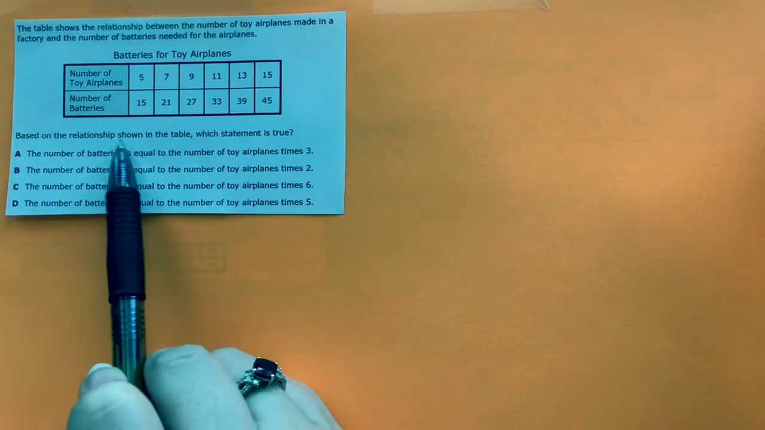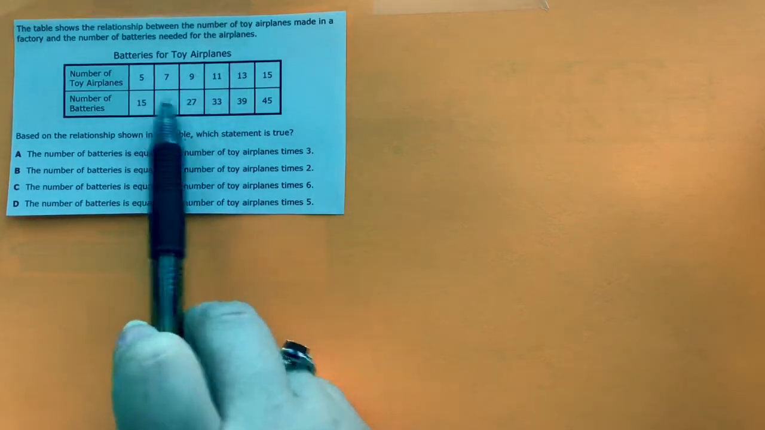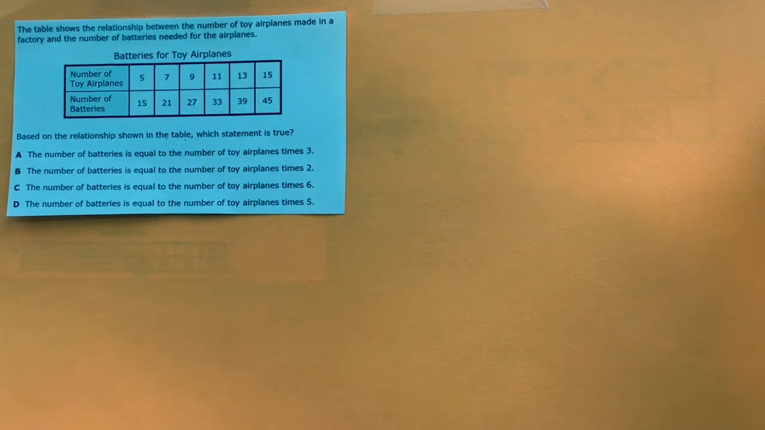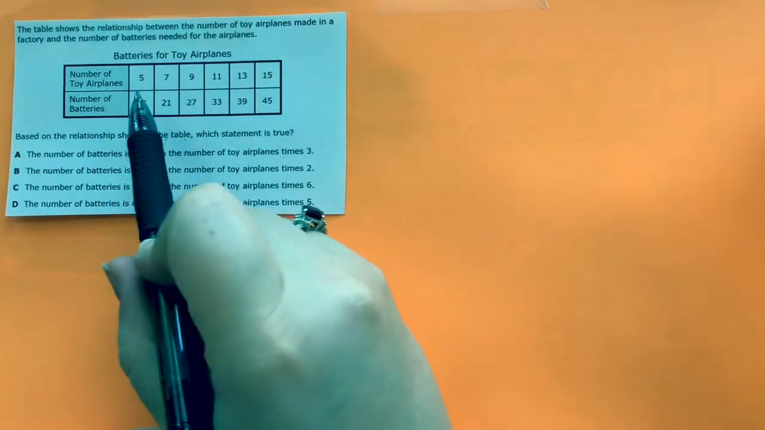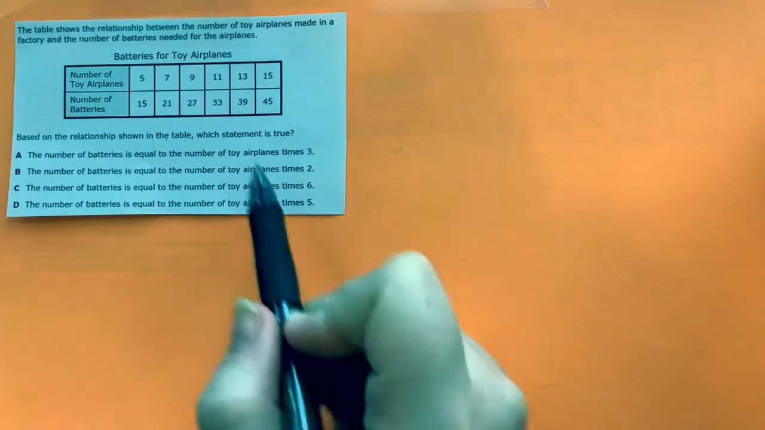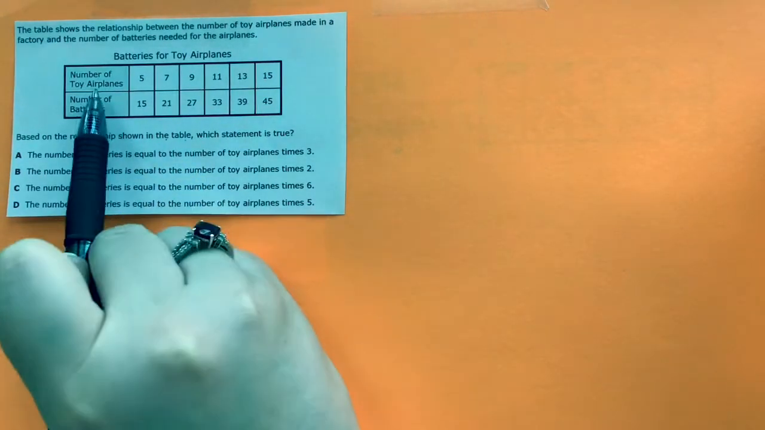So based on the relationship shown in the table, which statement is true? Okay, so I'm looking for a true statement. So let's look at our information here because we already have a table that's filled out for us and we're looking for a statement that's true. So let's look at this.